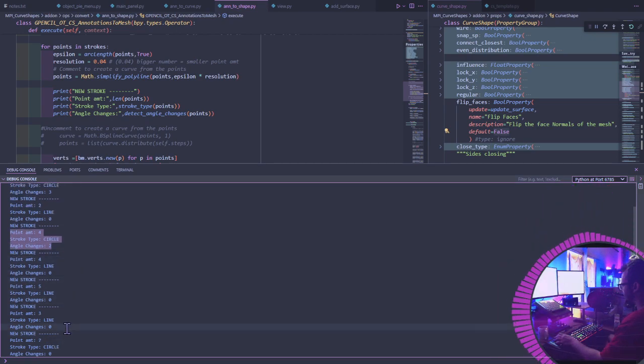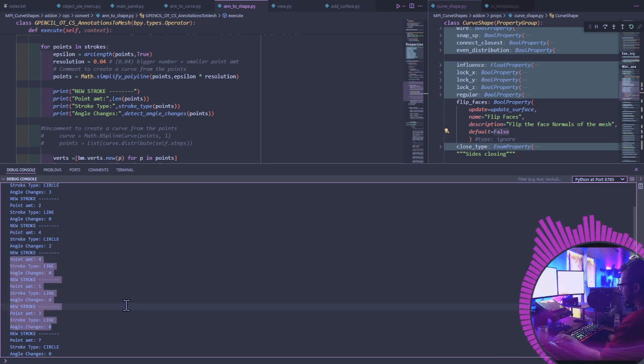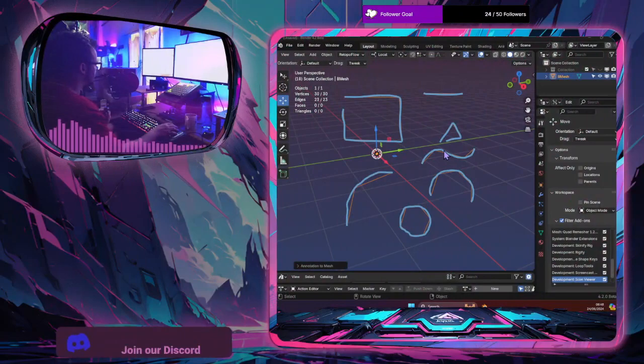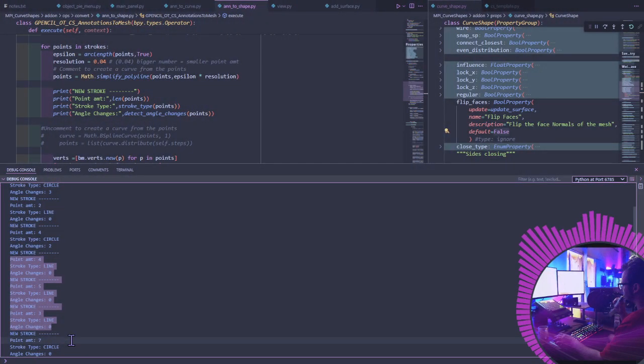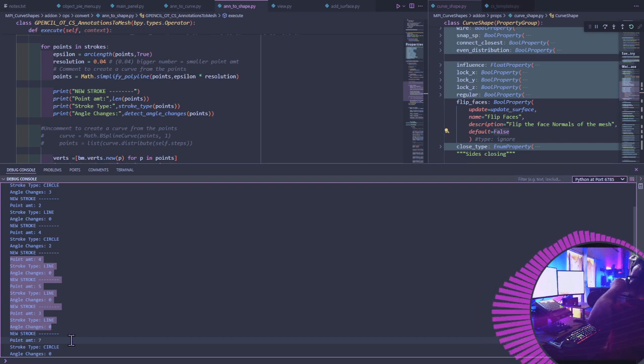And then these 3 are these 3. This one, and this one. And then the circle is the one with 7 points. So how do I figure out what is a circle? Can you tell me? Ignore this stroke type. That doesn't work.